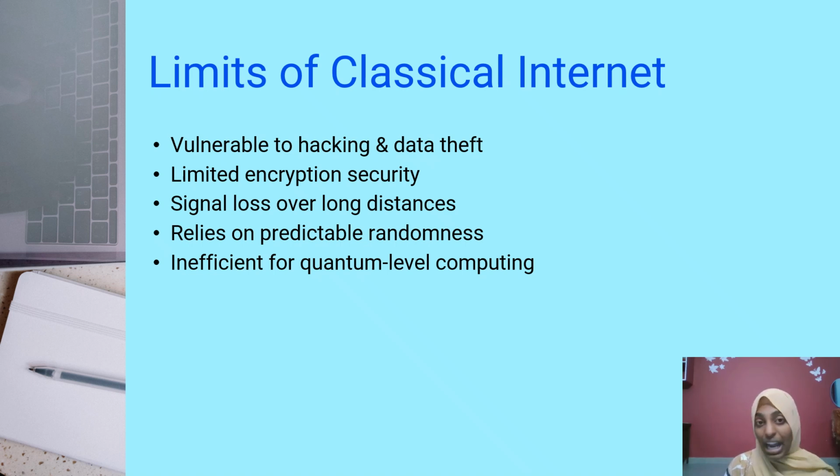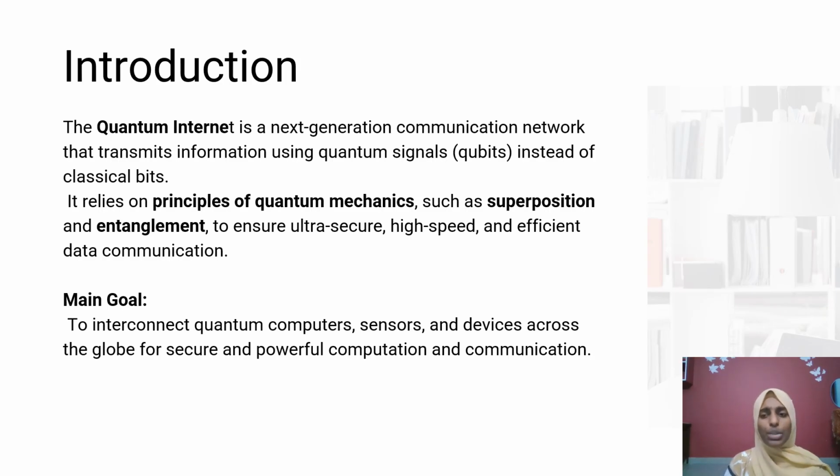using quantum mechanics. Starting with the introduction, quantum internet is nothing but a next-generation communication network that transmits information using quantum signals, which are nothing but qubits. Here, a qubit is just like a bit, but a qubit can be 0 and 1 or both, as compared to the classical bit, which can be either 0 or 1.